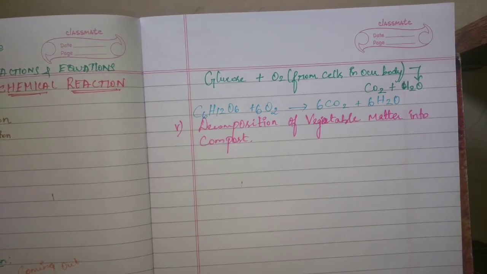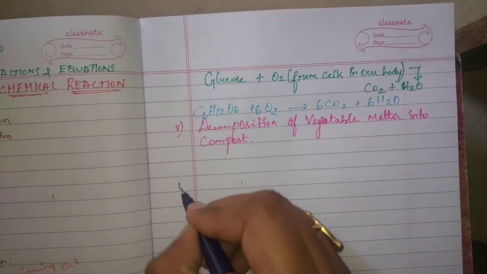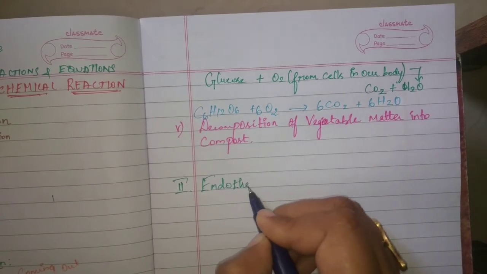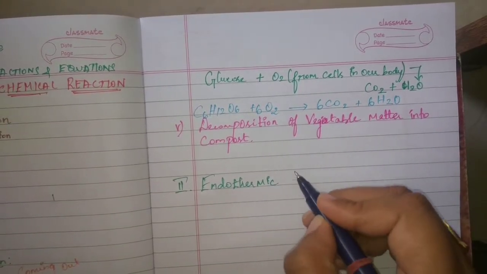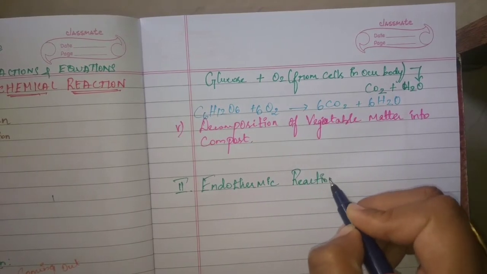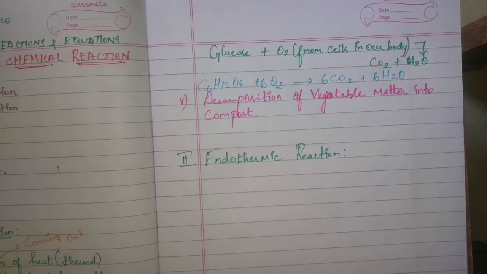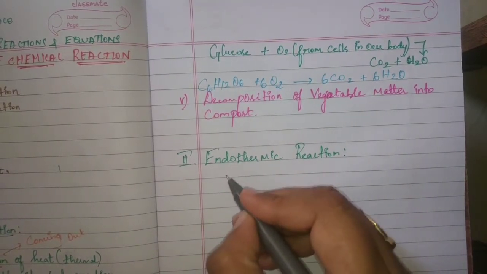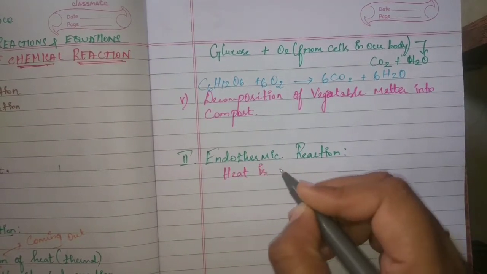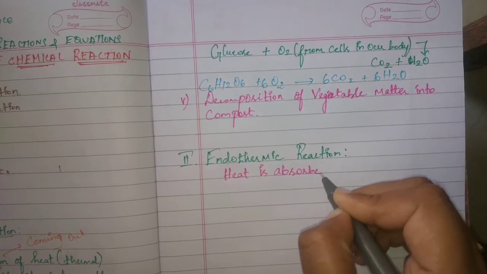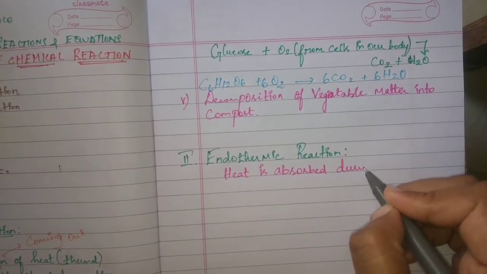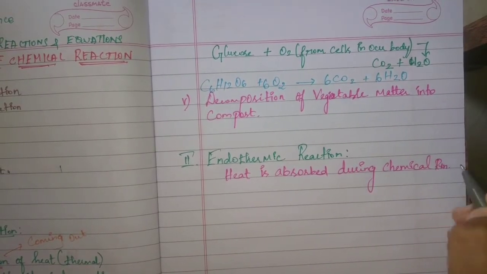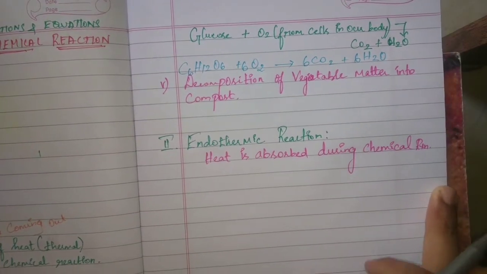Next reaction is endothermic reaction. So reaction type of reaction 2 is endothermic reaction. Endothermic reaction is just reverse of exothermic. So here heat is absorbed. That is the hint here, students. Heat is absorbed during the chemical reaction. RXN is nothing but chemical reaction, students. Clear? This is the hint.